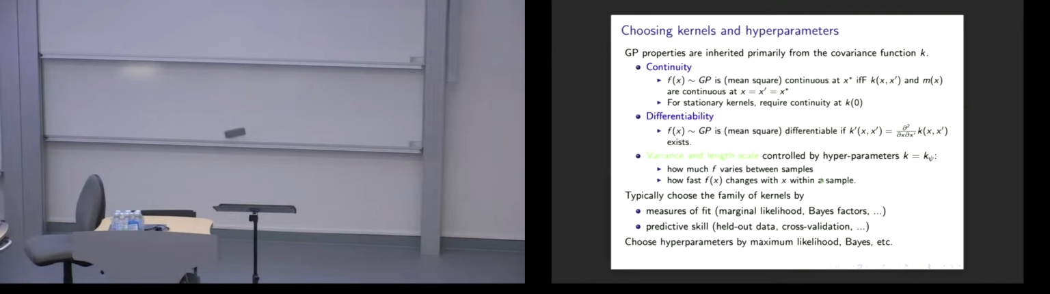Okay? And the hyperparameters, similarly, you can do it by maximum likelihood. That's the most common choice. Yeah, so it's just an optimization. But you can do full Bayesian inference here if you want. Do MCMC, whatever, to learn these things, to learn the distribution of them.